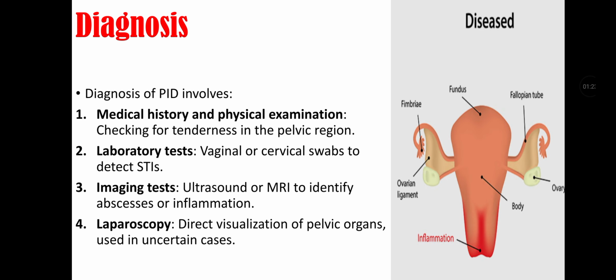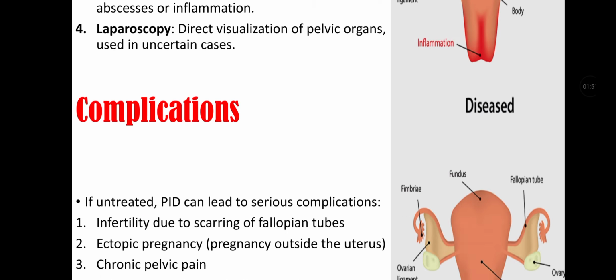Diagnosis of pelvic inflammatory disorder. Diagnosis involves medical history and physical examination for checking for tenderness in the pelvic region. It involves laboratory tests like vaginal or cervical swabs to detect sexually transmitted infection. It involves imaging tests like ultrasound or MRI to identify abscesses or inflammation. It involves laparoscopy, that is direct visualization of pelvic organs, in certain cases.